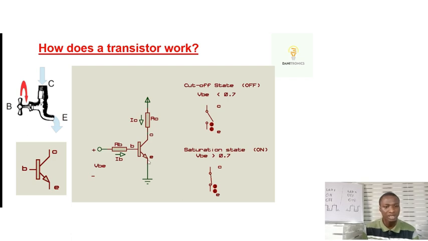The emitter, most times in this configuration, is usually connected to the ground. So this is 0 volts, referenced to the ground. The voltage you apply here will determine the current that will flow, IB.